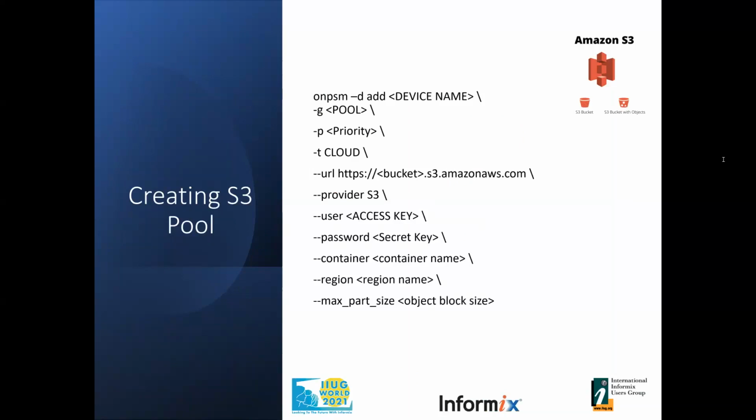So this is how, if you need to delete the device later on or change the priority, you'll actually do it by the device name. You then give it the pool. Is this your data pool? Is it your log pool? Is it your external pool? We tell it the priority, and then the -t cloud.